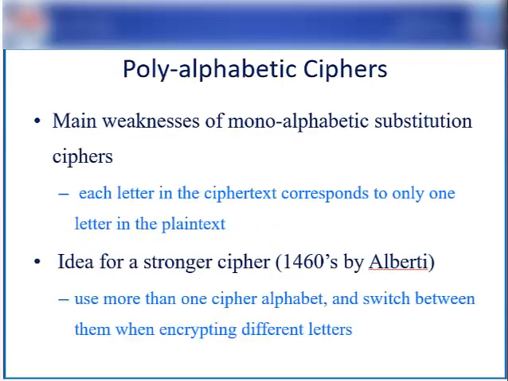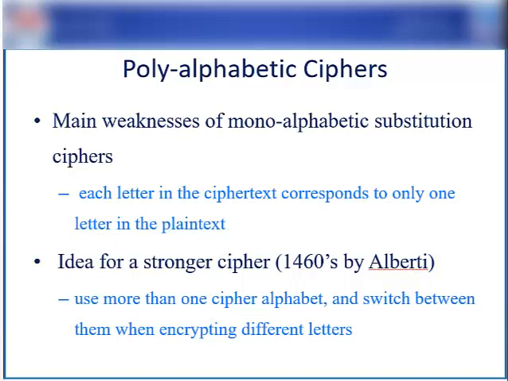The idea for a stronger cipher where it would be possible to hide the language features was by Albertini in 1416. To hide the distribution of letters in a language, it was necessary to invent a cipher in which one letter of an alphabet could be encrypted into different letters within one plain text and with one key. This type of cryptosystems in which multiple substitution alphabets are used are called polyalphabetic ciphers.